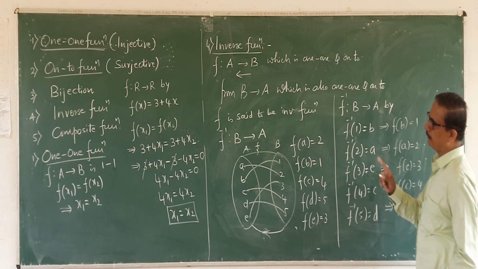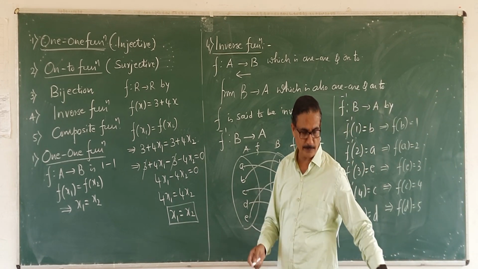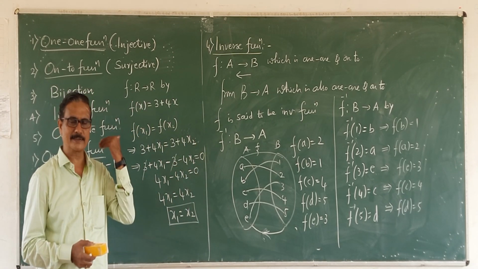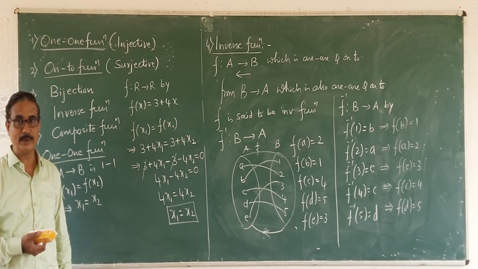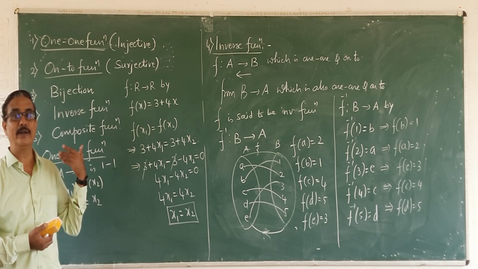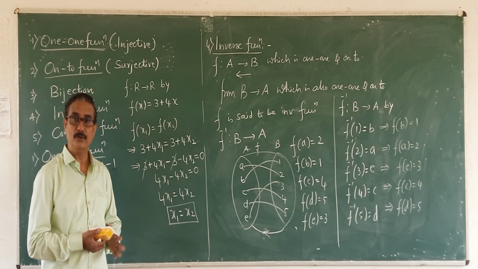Okay, so remember, since f is a function from A to B which is one-one and onto, then the reverse function from B to A, again it is one-one and onto, then the function f is said to be an inverse function, another name is invertible function.